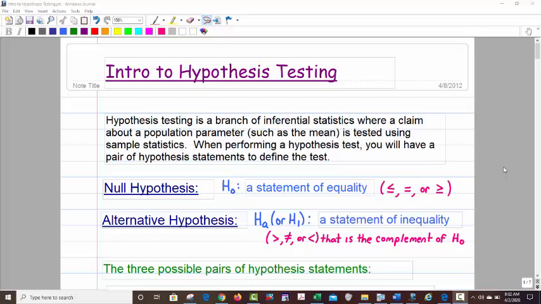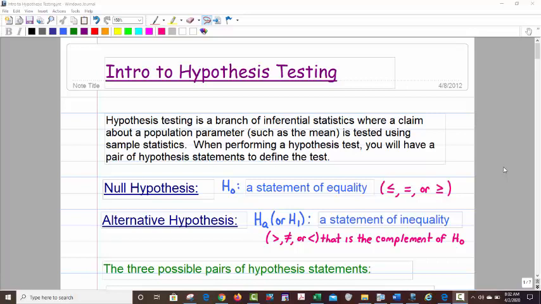Hello, this video is entitled Intro to Hypothesis Testing. Now, hypothesis testing is a branch of inferential statistics where a claim about a population parameter, such as the mean, which is all we're going to be referring to here, but you can perform hypothesis tests on proportions, standard deviations, differences of means, but we're just focusing only on the population mean.